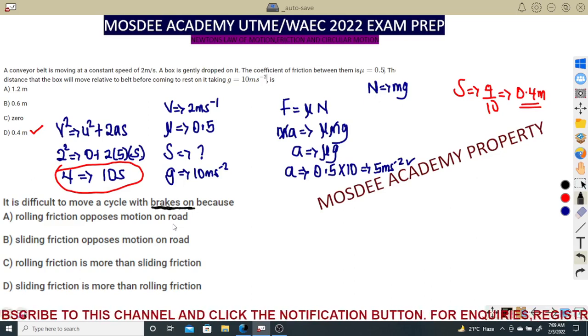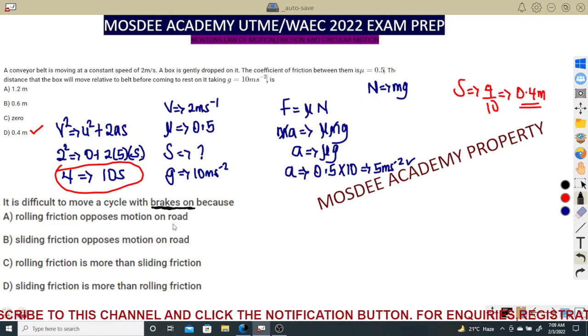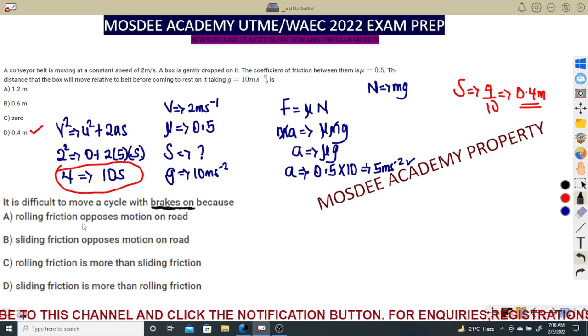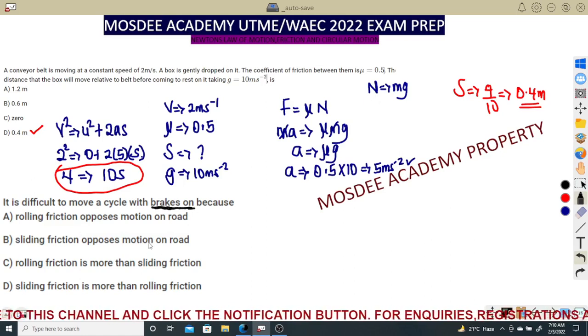We've talked more and more about friction, types of friction, interpretation of friction, and what friction depends on. Please, you can watch the friction video to understand the concept very well. But this is a simple question. When braking is on, rolling friction opposes motion on the road. Rolling friction definitely opposes motion, but it can still allow movement, because when something starts rolling, it can start moving. Sliding friction opposes motion. Now, that is not why it is difficult to move it. It is because the sliding friction is more than the rolling friction.